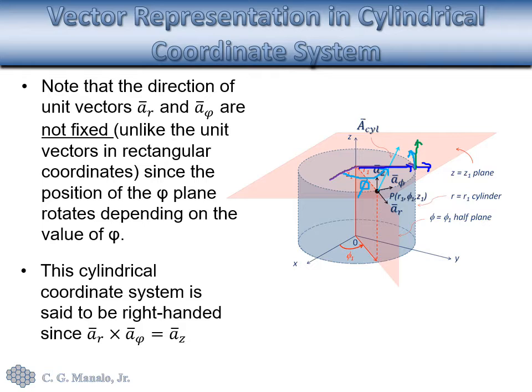And this coordinate system is actually a right-handed coordinate system, because the cross product of a sub r and a sub phi will yield the unit vector a sub z.